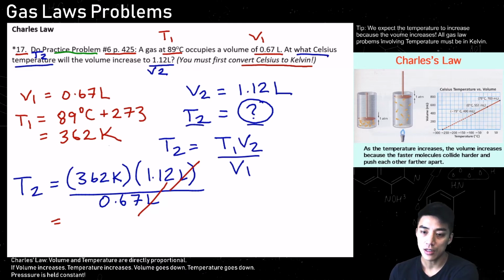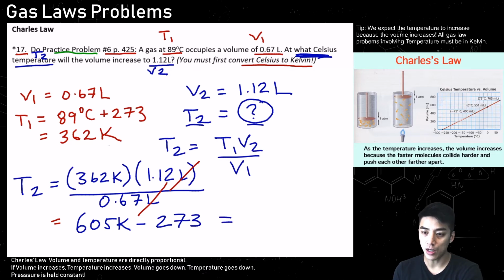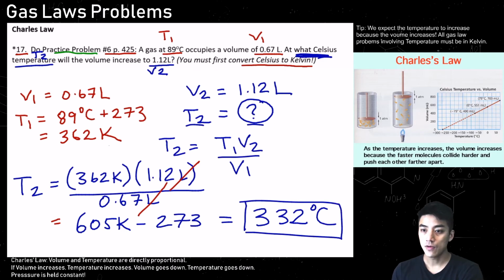So now you just need a calculator at this point. Take 362 times 1.12 and divide by 0.67. And we're going to get 605 Kelvin, but we're not quite done with the problem just yet. We want to go ahead and subtract 273 because the problem wants it back in Celsius. So our answer is 332 degrees Celsius, which makes sense because V1 is 0.67 and it increased to 1.12 liters. So Charles's law says temperature should also go up from 89 to 332 Celsius.